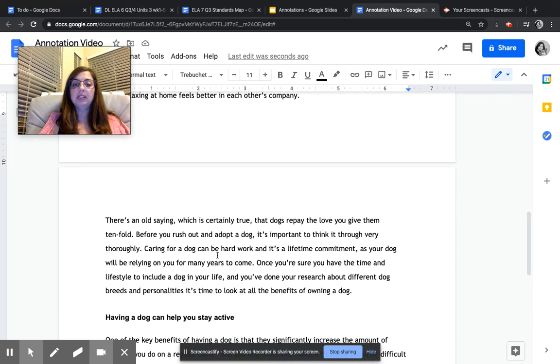Before you rush out and adopt a dog, it's important to think very thoroughly. Caring for a dog can be hard work, and it's a lifetime commitment. It's like 10 to 15 years, or it could be 20, so you gotta commit, right? As your dog will be relying on you for many years to come. Once you're sure you have time and lifestyle to include a dog in your life, and you've done the research about different dog breeds and personalities, it's time to look at the benefits of owning a dog.